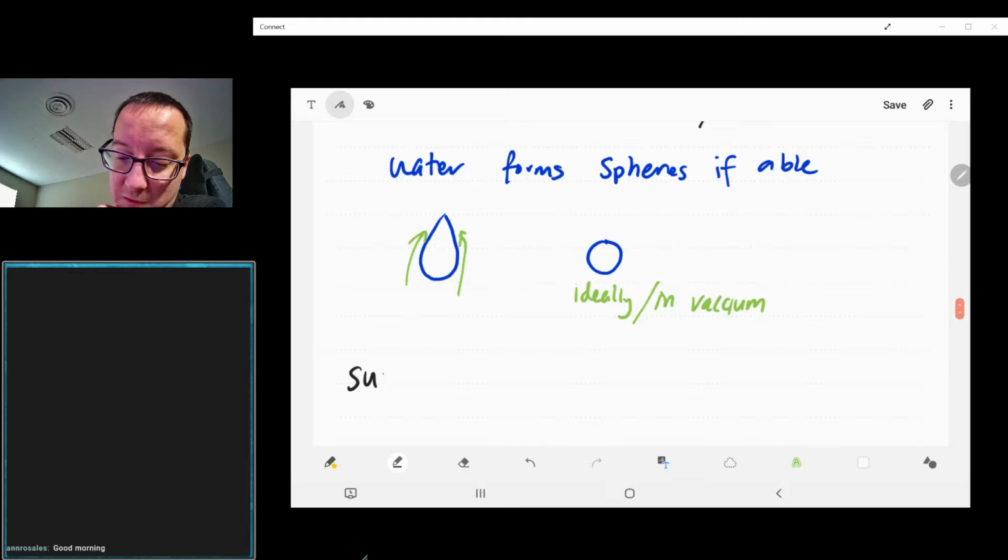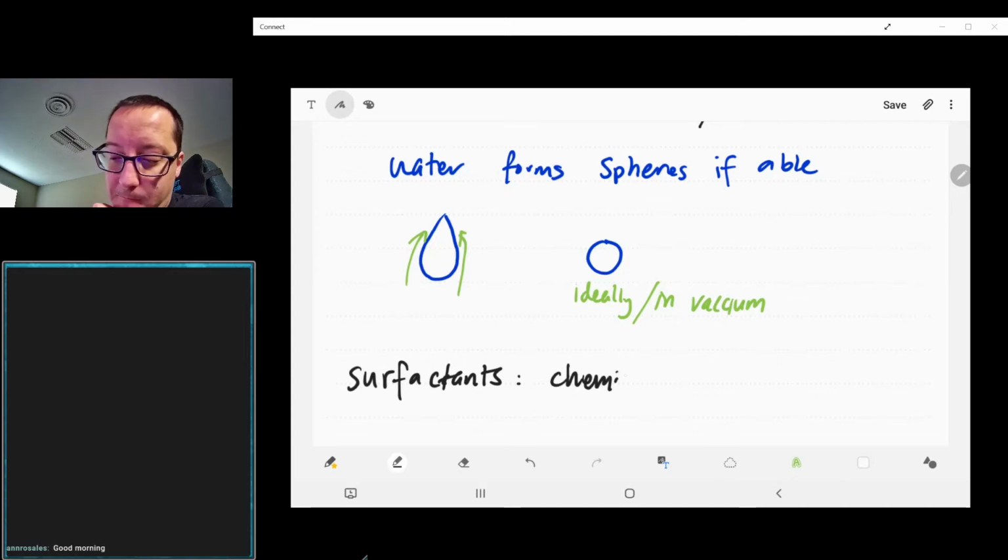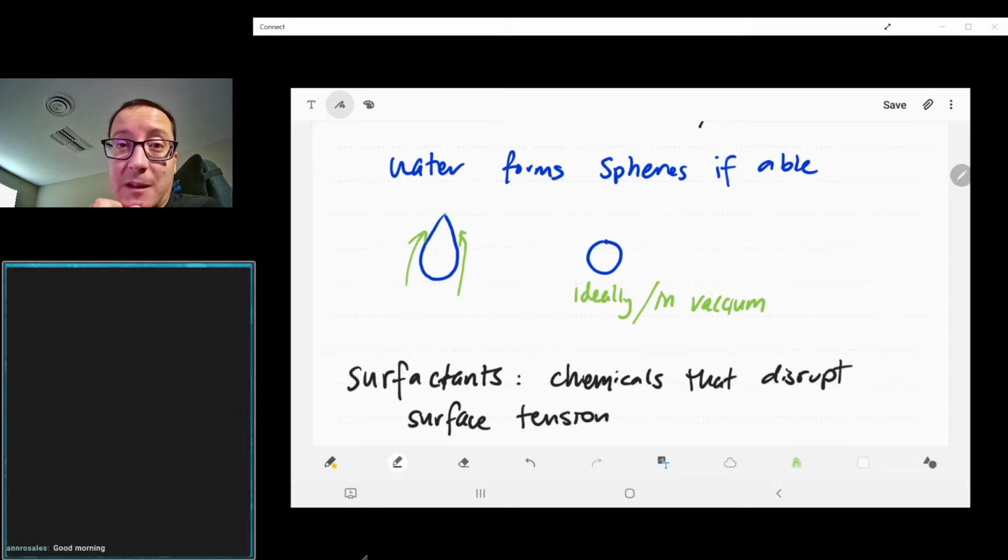All right, just so you know, there is a class of chemicals that disrupt surface tension. So that means that it's going to make this water not want to form spheres, or not hold up the water bug, or not hold the paperclip up, or not stick on that penny.